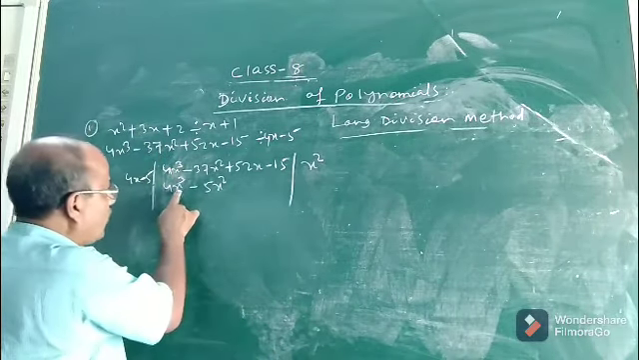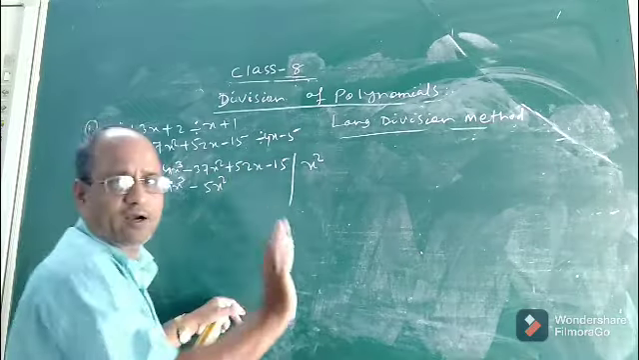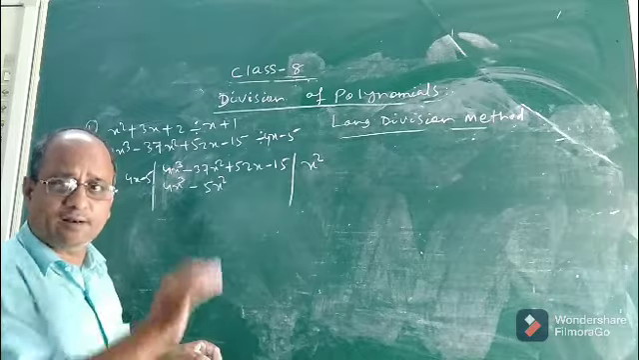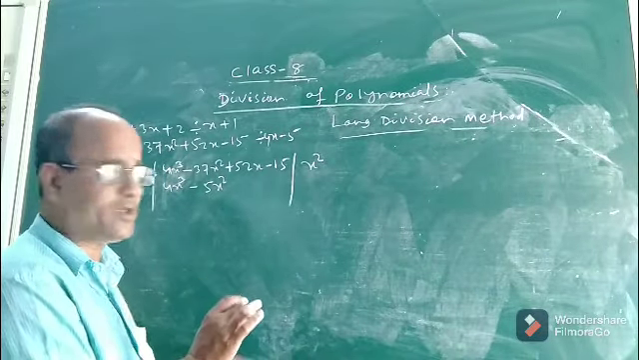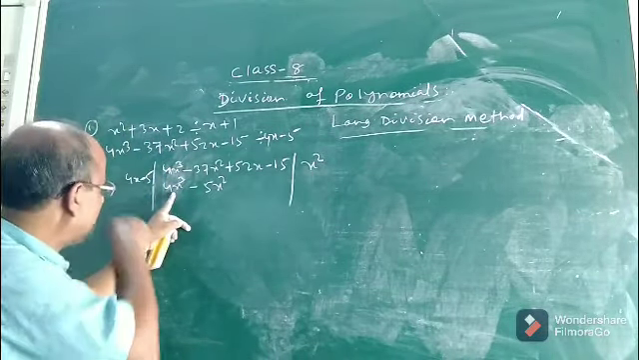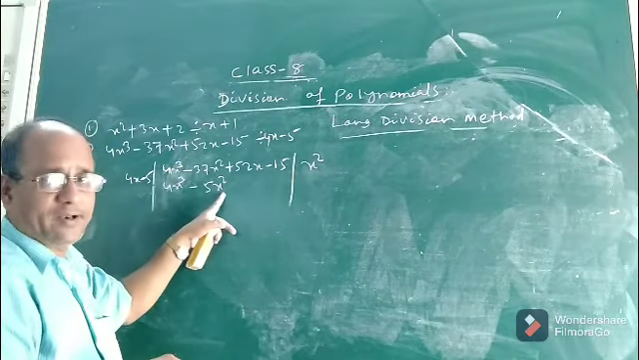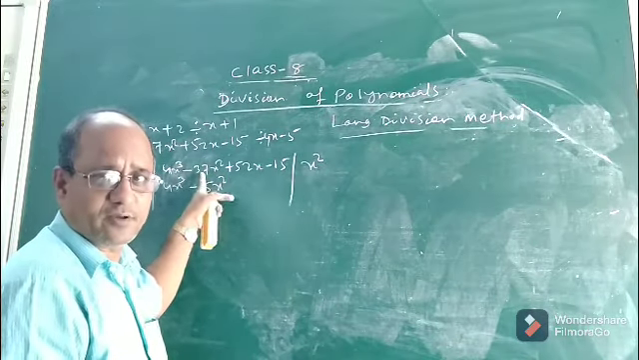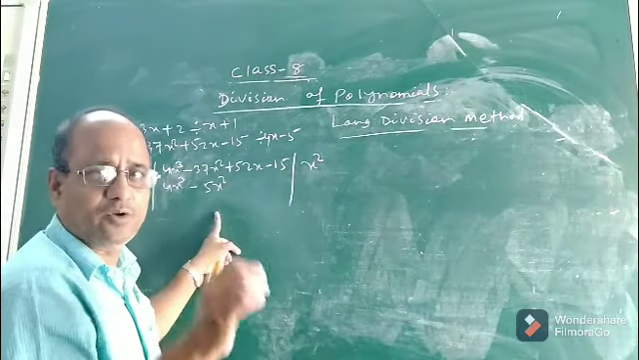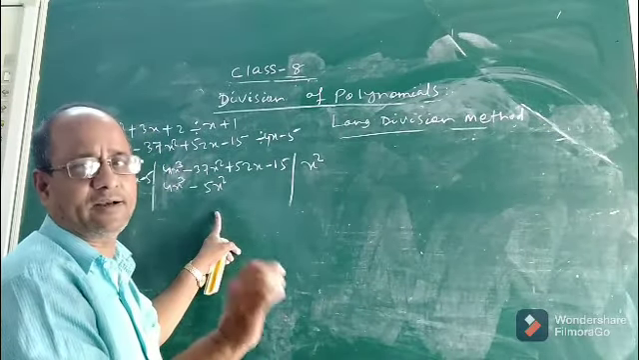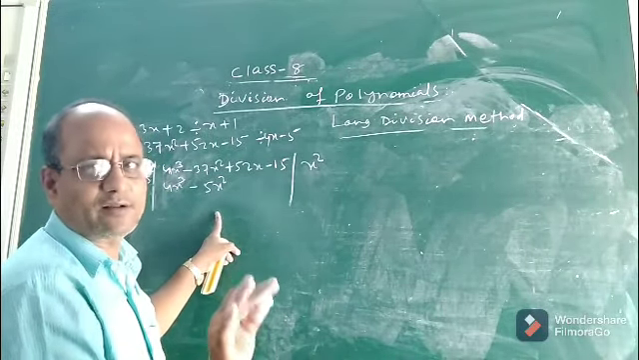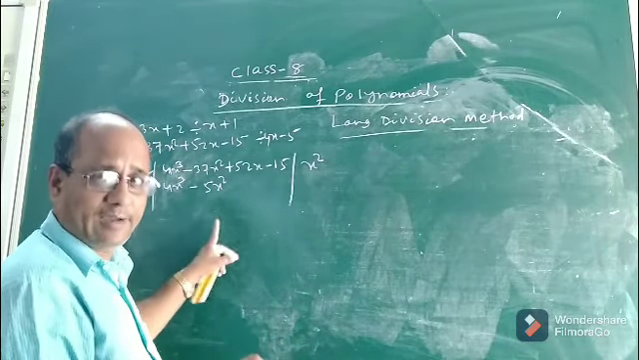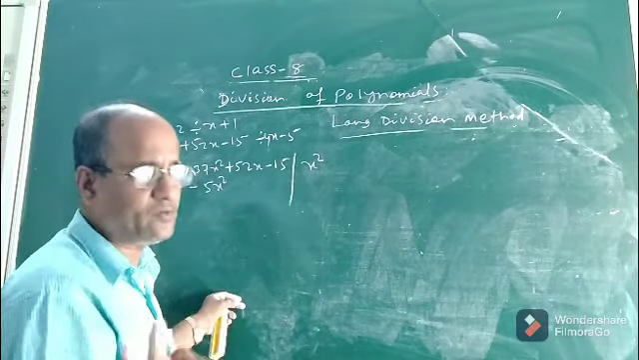We must write the product below that term with which it is like. If you write 4x cube below minus 37x square, you cannot add or subtract them, because they are unlike terms. So the product must be written below the like term. That is very, very important. So x square into 4x is 4x cube, and x square into minus 5 is minus 5x square. Minus 5x square will be written below minus 37x square, because these two are like terms. And we know that like terms are only added, subtracted. We cannot add or subtract unlike terms. So we have to write them properly, at the right place, then only you can add or subtract.